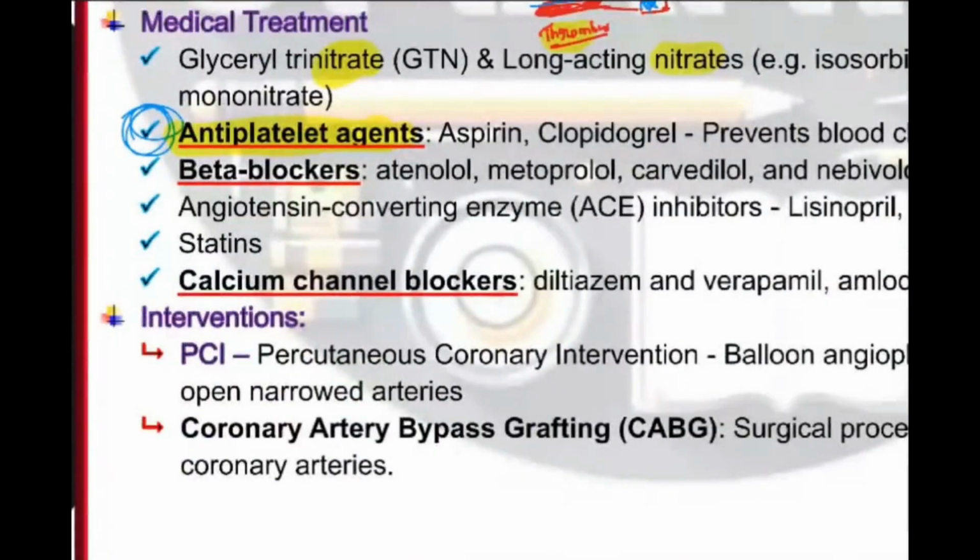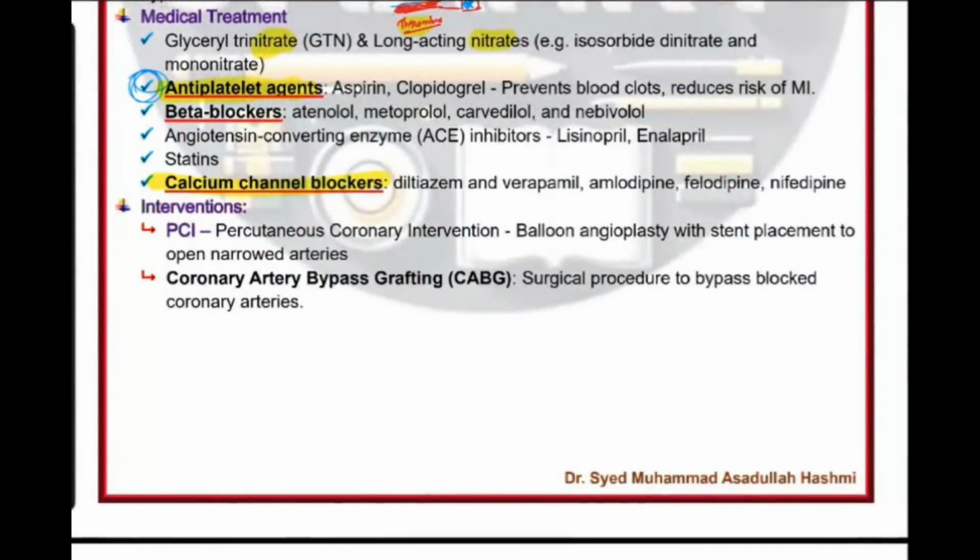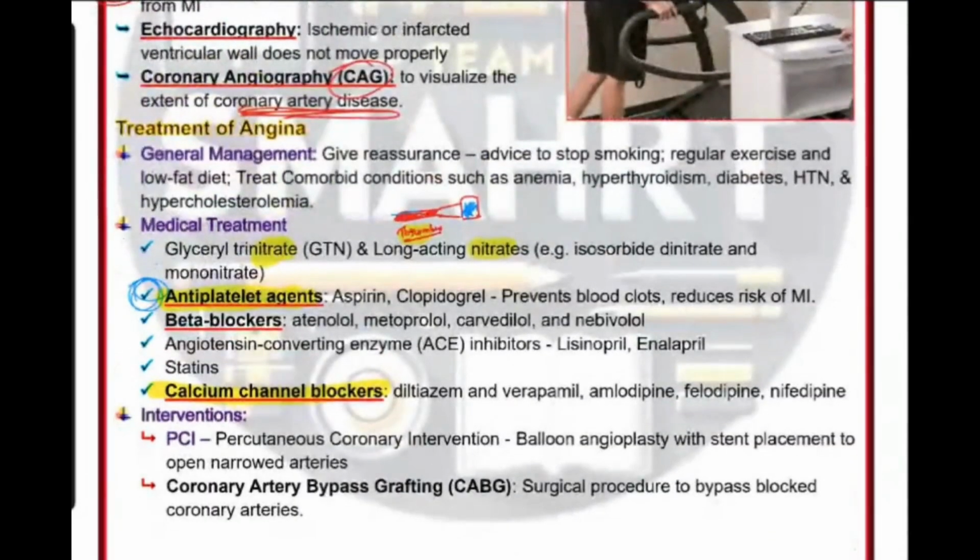Okay, ACE inhibitors, beta blockers, all are vasodilators. Calcium channel blockers are also vasodilators, to increase the myocardial blood supply and prevent further prolonged ischemia. This is about medical treatment.